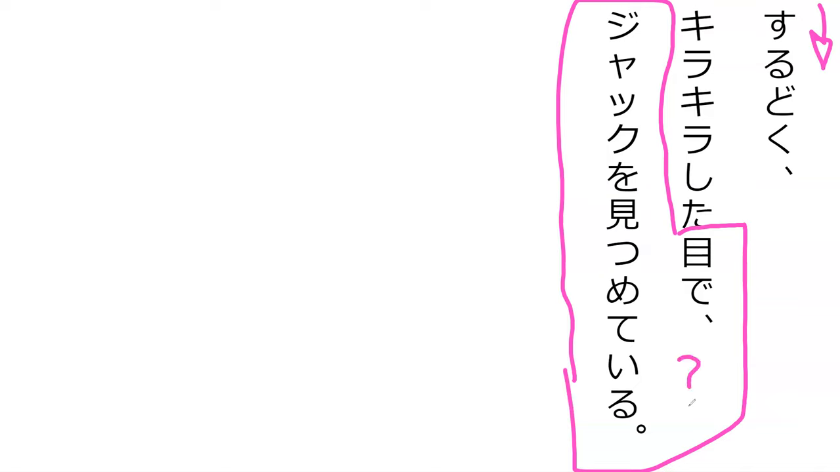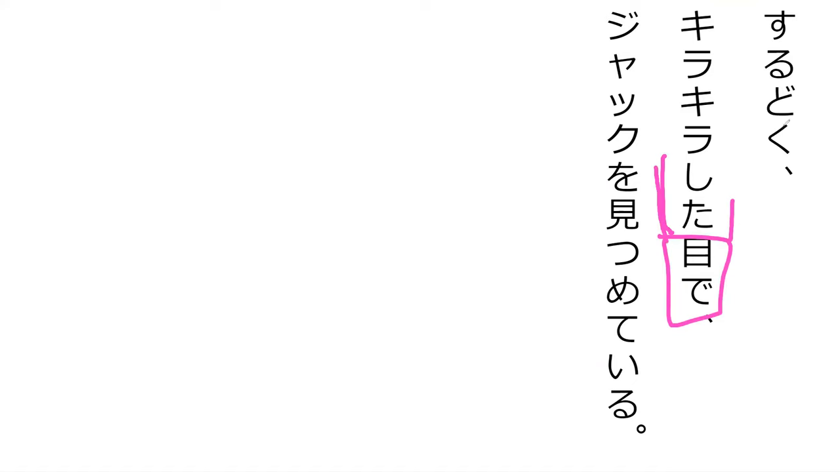What does this mean? Me de. That is eyes de, which might be easier to start with the verb. Mitsumeteiru. So seeing? Specifically it's staring at. So what are we staring at? Jack. And how are we staring at him? We are staring by eyes, with eyes. The reason we're specifying with eyes is that we decided to describe the eyes.